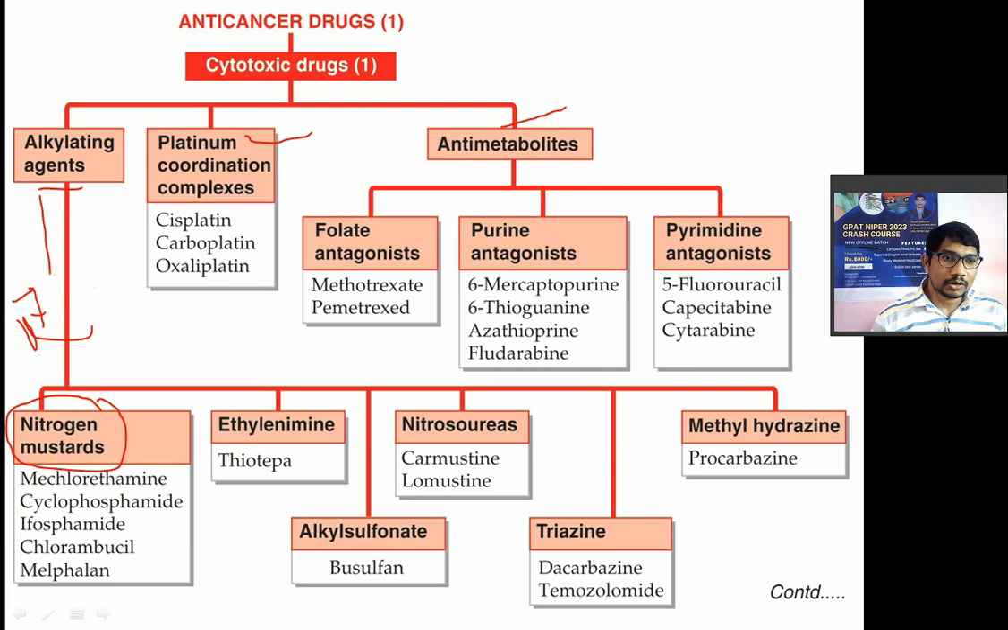In that you have mechlorethamine, cyclophosphamide, ifosfamide, chlorambucil and melphalan. So you can remember this by one trick: "Meri cycle EMIC company ki hai". So Me means mechlorethamine, Cycle means cyclophosphamide, I means ifosfamide, Chlorambucil for C and M for melphalan.